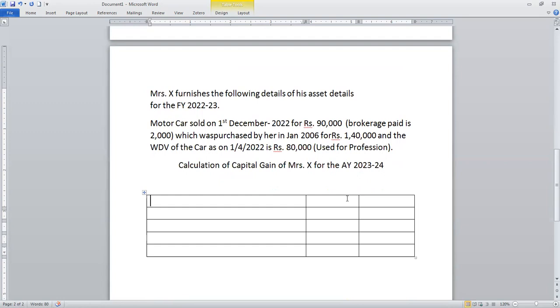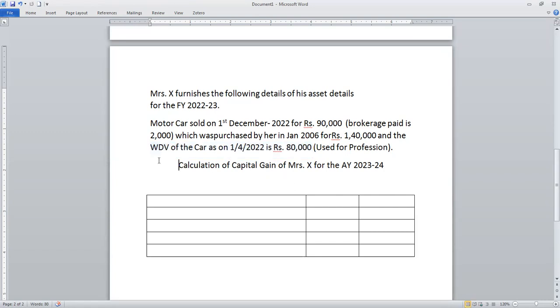Motor car sold on 1st December 2022 for rupees 90,000. The brokerage paid is rupees 2,000, which is nothing but the expenses related to the sale. It was purchased by her in January 2006 for rupees 1,40,000, so this 1,40,000 is nothing but the cost of acquisition. And the WDV of the car as on 1/4/2022 is 80,000. This is the important line, the data we need for calculating the capital gain of a depreciable asset.